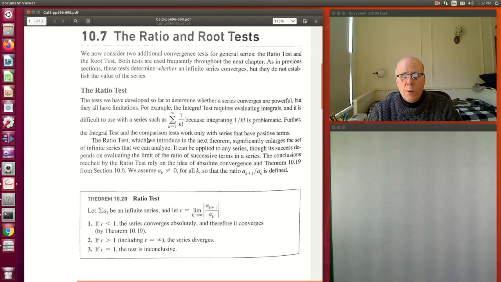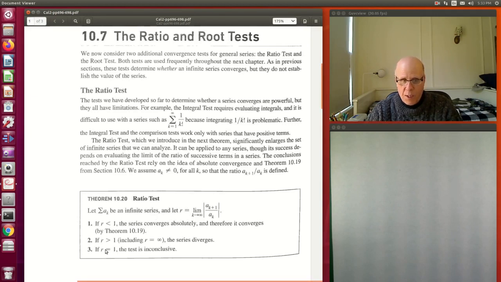Okay, so let's talk about it. The ratio test, here it is. Let the sum of a sub k be an infinite series, and let r equal the limit as k goes to infinity of the absolute value of the ratio of a sub k plus 1 over a sub k. So I think of this as you're at stage k, you look at the next term, the k plus 1th term, and the kth term, you divide, simplify, and then see what the limit of that expression is as you head off towards infinity. That's all. It's not actually that hard to do. We'll do some examples.